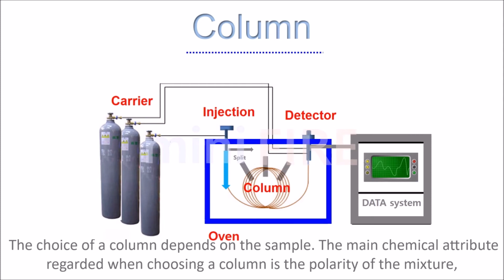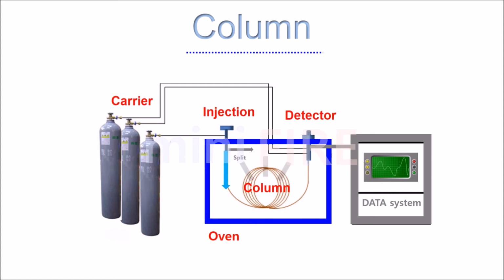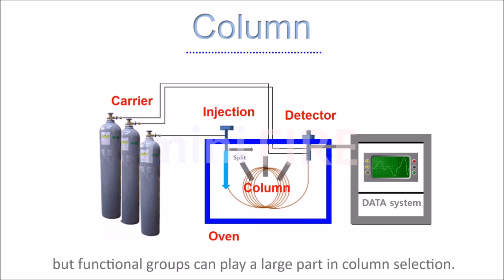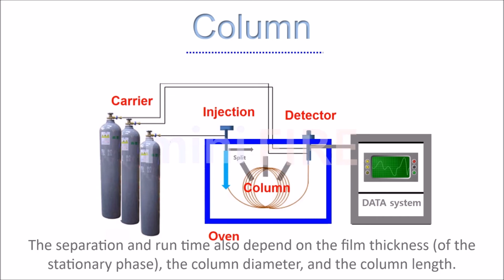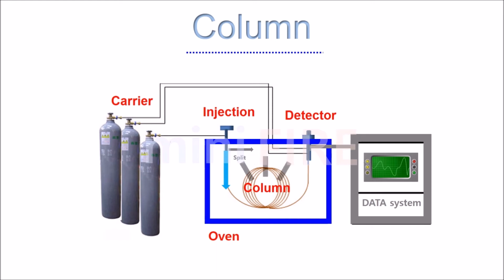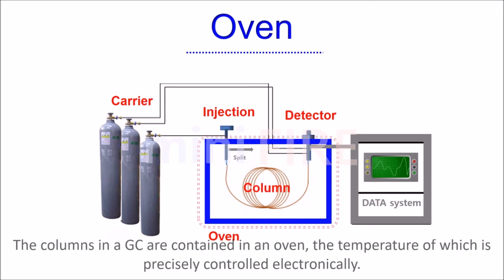The main chemical attribute regarded when choosing a column is the polarity of the mixture. Functional groups can play a large part in column selection. The polarity of the sample must closely match the polarity of the column stationary phase to increase resolution and separation while reducing runtime. The separation and runtime also depend on the film thickness of the stationary phase, the column diameter, and the column length.